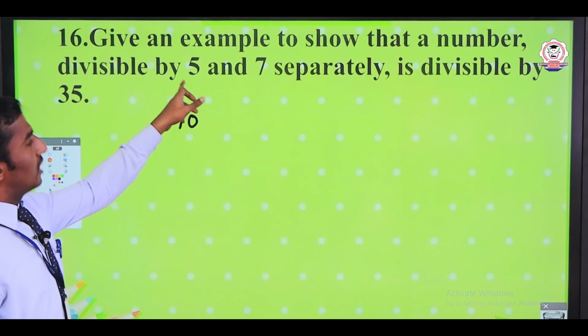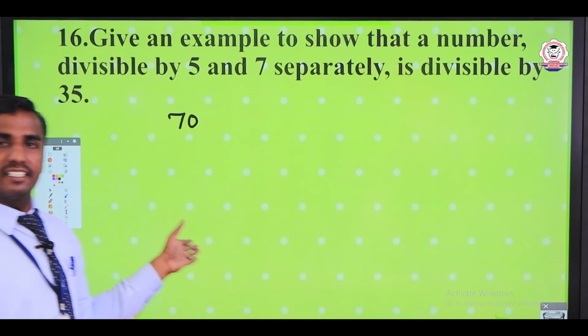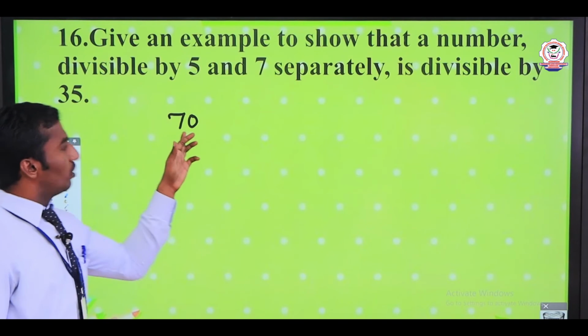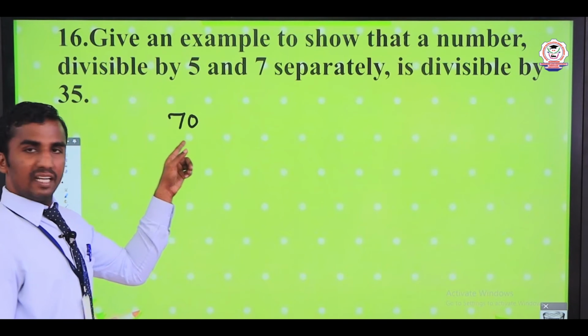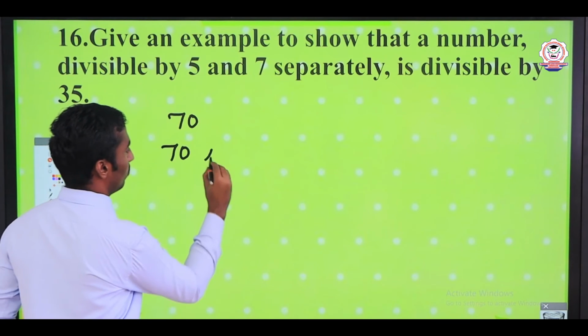So we have to check first divisible by 5 and divisible by 7. So divisible by 5 condition, what? Very good. Unit place is 0 or 5. So here the unit place is 0. So given number is exactly divisible by 5 table. So 70 is divisible by 5.